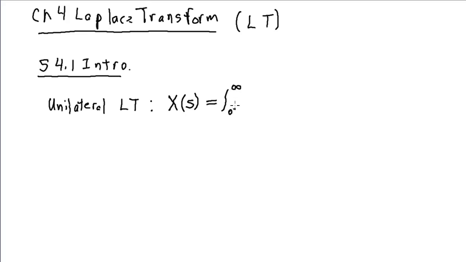Most times the distinction between 0 minus and 0 plus won't come into play. For any function that's continuous at the origin, it won't matter, or even if there's a discontinuity, it only comes into play if our function involves an impulse located at the origin. And it's an integral over the product of our time domain function and e to the minus st, and we integrate over all time. So the time variable will disappear, and our Laplace transform is just a function of s.